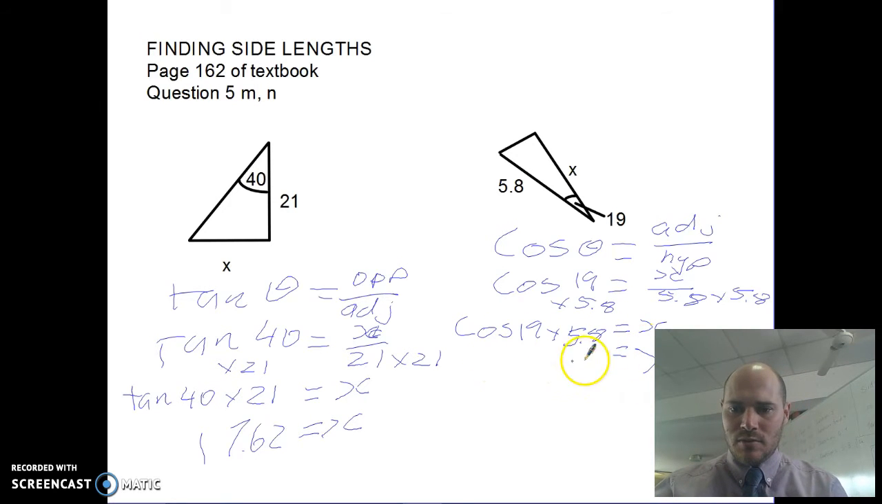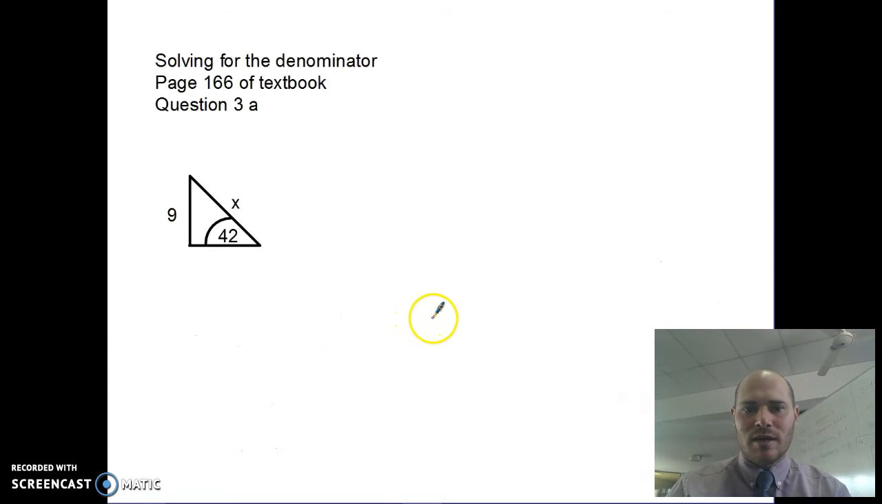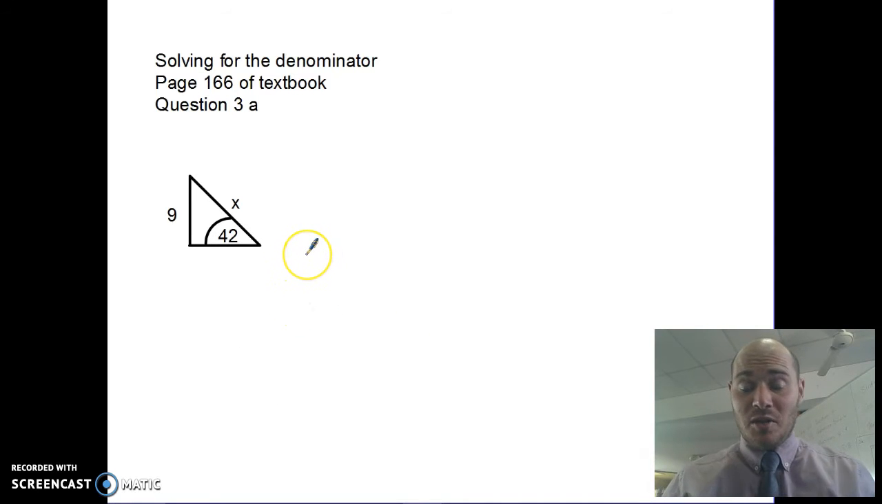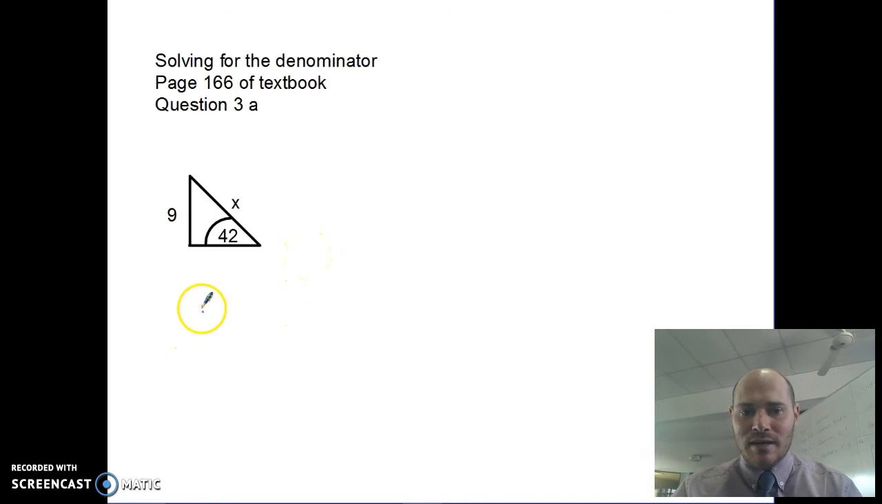So x equals 5.48. So that's that nice easy one. We then had a look and we said, well, what if x is on the other side? So where we look at, or on the other side down the bottom. So again, the first step is going to be exactly the same. So I need to know, righto, what ratio am I using?